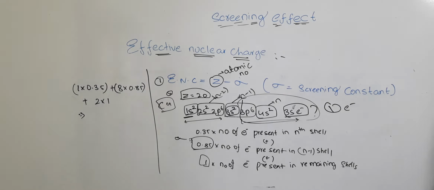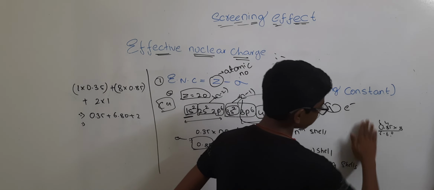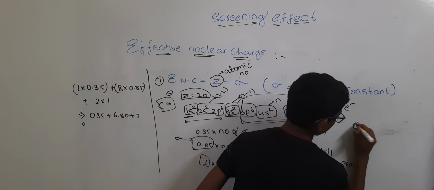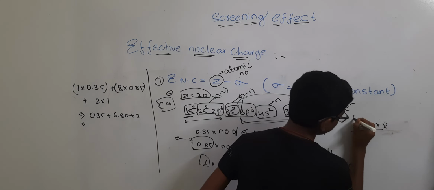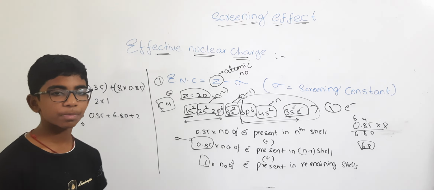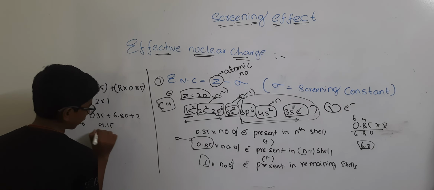Now, 1 times 0.35 is 0.35. 8 times 0.85, I do the calculation here: 0.85 times 8. 8 times 5 is 40, 8 times 8 is 64, plus 4 is 68, so 6.8 is the final value. 6.80 plus 2 times 1, that is 2, gives 8.80. 8.80 plus 0.35 is 9.15. The screening constant of calcium is 9.15 for the 3s electron.